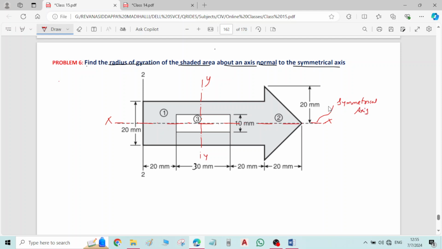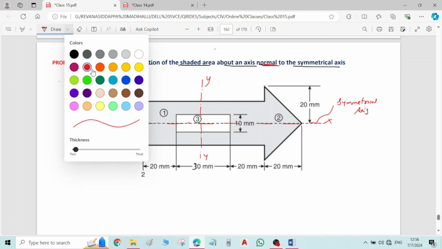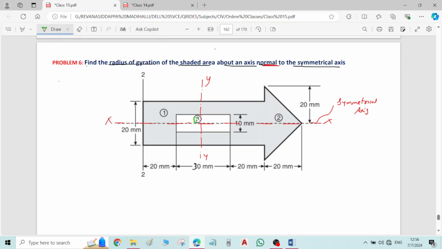In the question it is asked to find the radius of gyration about an axis which is normal to the symmetrical axis. Therefore the y-axis is the axis which is normal to the symmetrical axis. Therefore you need to find the radius of gyration about the y-axis. So instead of directly asking to find the radius of gyration about the y-axis, he indirectly said to find the radius of gyration about an axis which is normal to the symmetrical axis, which means you need to find ky.